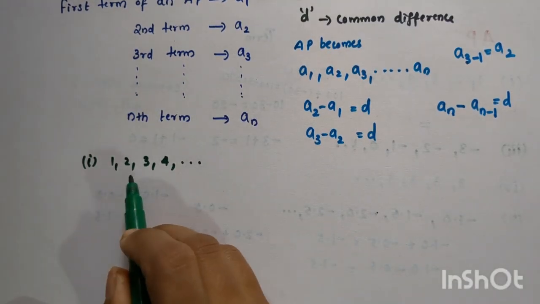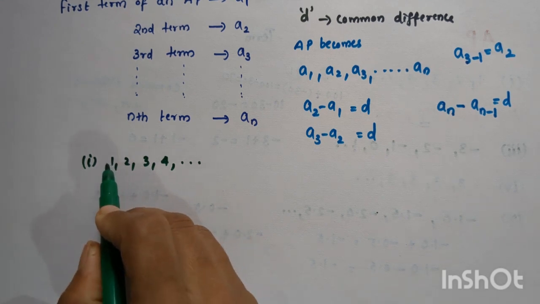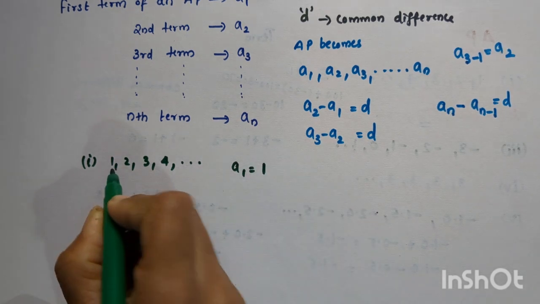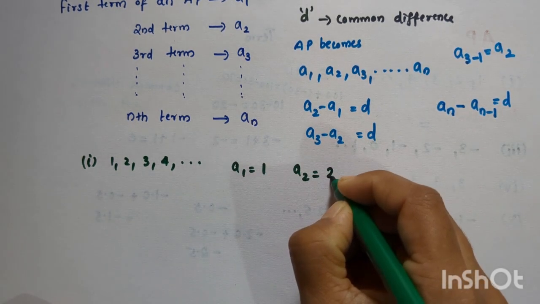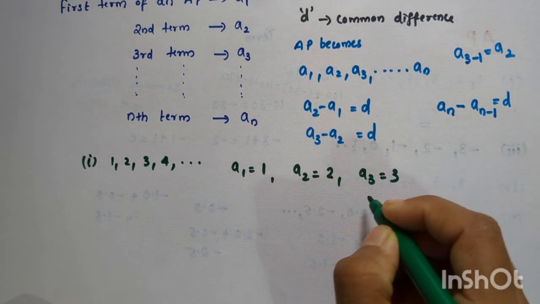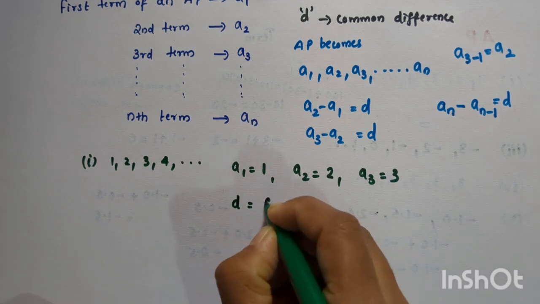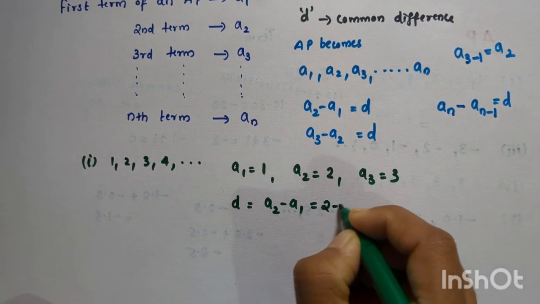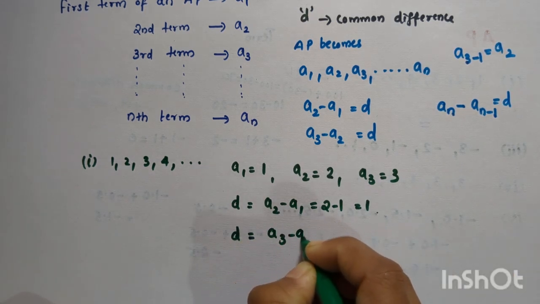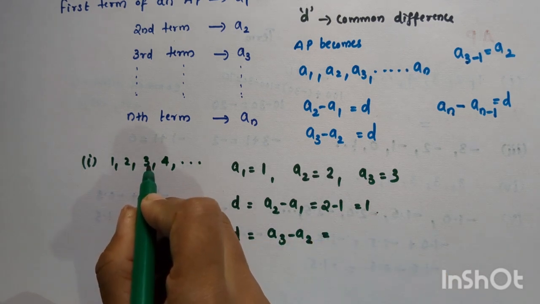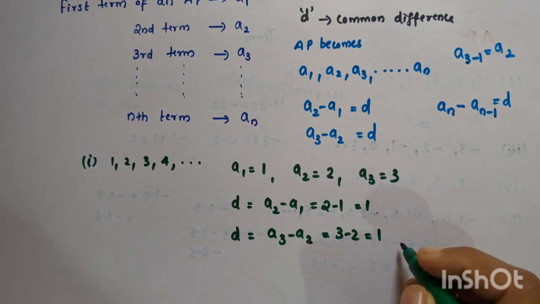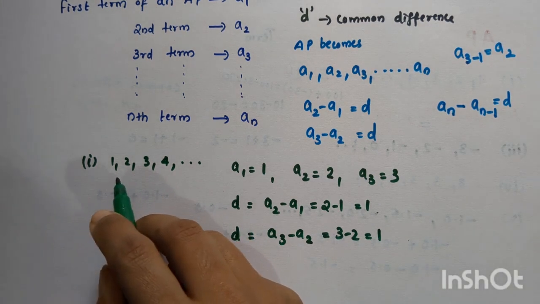So, in our first list of numbers 1, 2, 3, 4, etc., this actually represents an AP. Here, A1, the first term, is 1, A2, the second term, is 2, A3, the third term, is 3, etc. And what about the common difference? Common difference d will be equal to A2 minus A1, which is 2 minus 1, which is equal to 1. Or common difference d is also equal to A3 minus A2, that is 3 minus 2, which is again 1. So this actually represents an AP.